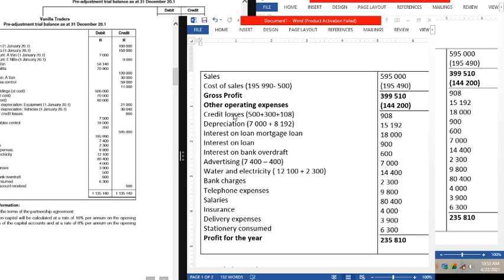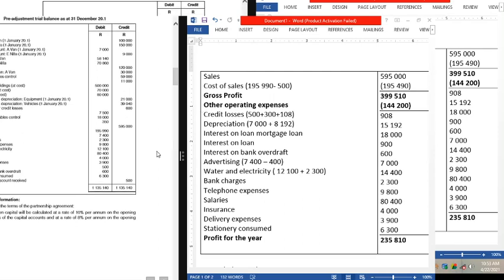Credit losses, oh, here they are. Credit losses amount to 500. So we had an additional credit loss, so our credit losses will increase. We come to our statement of profit or loss. Under other operating expenses, you have credit losses. 500 is the total from the trial balance. Then 300, we will add to the credit losses to show that they are increasing. We had an additional credit loss or bad debt. Alright, let's move on to the next adjustment.